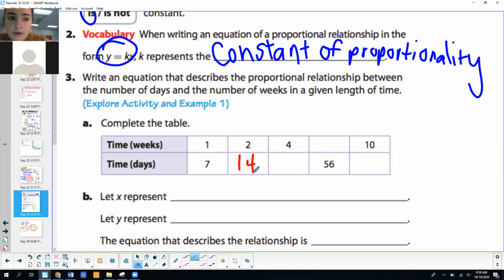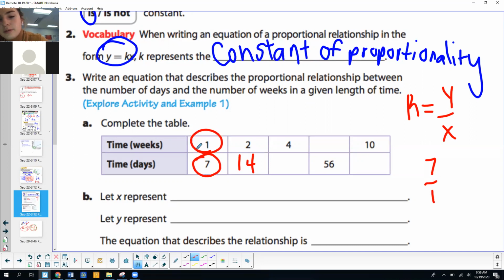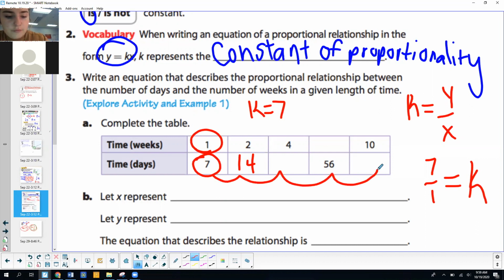I can also, if I don't know that right away, I can go ahead and use my relationship or the constant of proportionality formula, which is k equals y divided by x. And I can take 7 divided by 1. So I took my y divided by my x. So 7 divided by 1 equals my constant of proportionality, which is k. So that means that 7 divided by 1 is just 7. So our constant of proportionality is going to be 7. So that means each time we're moving by 7 in each of these, if we're moving in increments of 1. So let me undo that.